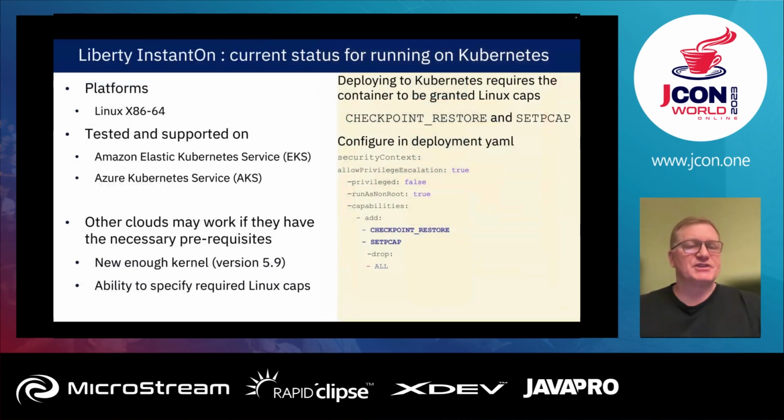All right, so current status is this has been GA'd in Liberty for work on Linux x86. It's been tested on a couple of the cloud services. As the other clouds advance their Linux kernel levels, they'll be able to take advantage of this. Basically, these clouds have already advanced to the point where you can use sufficiently advanced kernels to be able to make this work. And in Kubernetes, it's actually very easy to deploy these things. There's just a couple of extra facilities that you need to grant in order to leverage the CRIU facility at the operating system level appropriately.